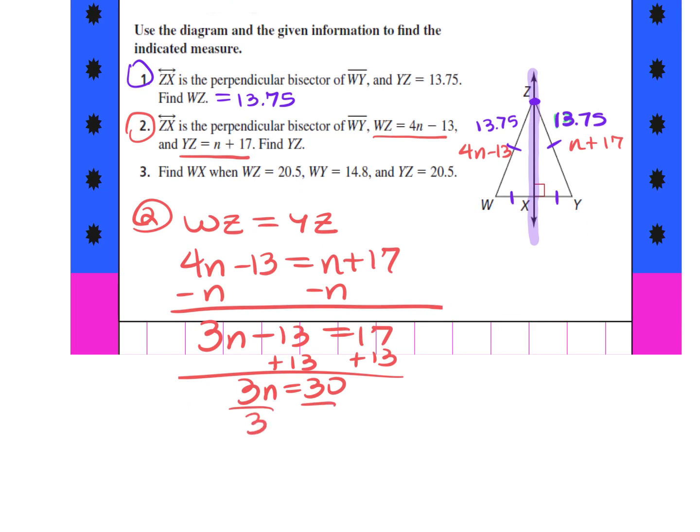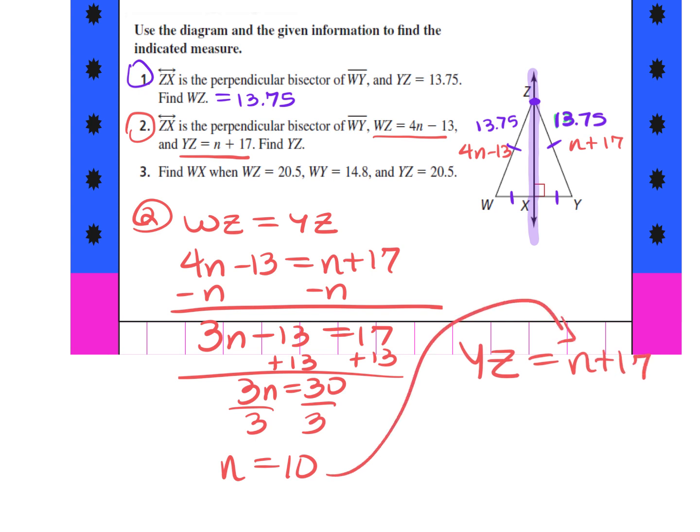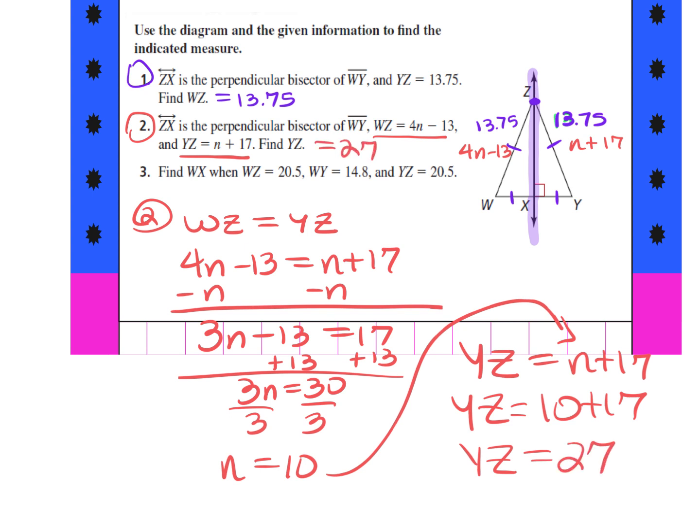Divide by 3, and N equals 10. Now, it didn't ask me to find N. It asked me to find the length of YZ. And remember, YZ was equal to N plus 17. So I now need to substitute in 10 for the N, and YZ is equal to 27. And that's the answer to number 2.